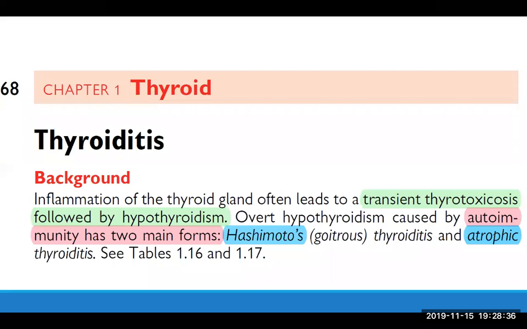In both Hashimoto thyroiditis and atrophic thyroiditis, anti-TPO is positive, but in Hashimoto thyroiditis there is a goiter. In atrophic thyroiditis, mostly there is no goiter. It is atrophic thyroiditis.